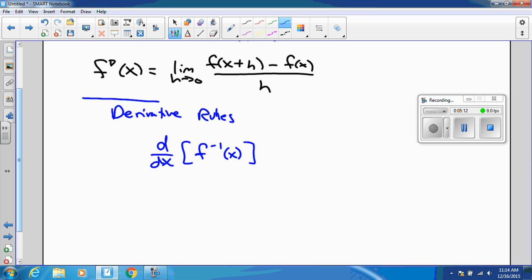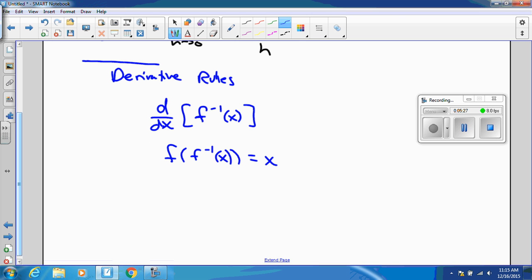If I wanted to compute the derivative of the inverse of f, then I started with the fact that f and f inverse are canceling functions. They cancel each other out to give x back. And we use that fact to solve the equations.